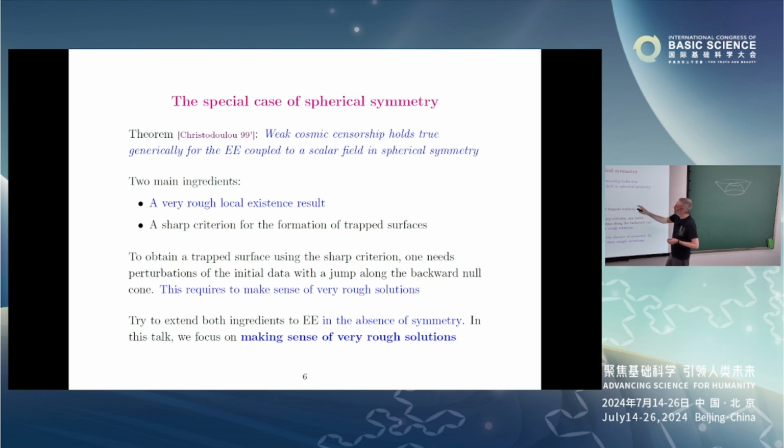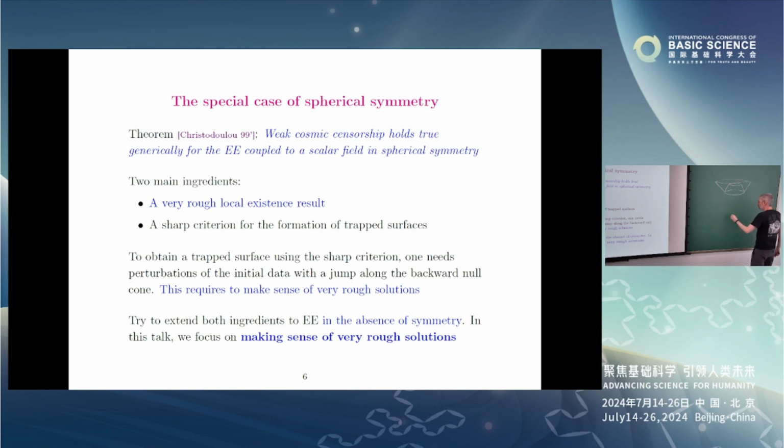So here you can see that this is not about the Einstein vacuum equations, simply because the Einstein equations in vacuum in spherical symmetry are non-dynamical. The only possible solutions in that case are the Schwarzschild solutions. So to reintroduce a dynamical degree of freedom, you need to couple the Einstein equations to a matter field. And here, Christodoulou chooses one of the simplest ones, and also very relevant, which is the coupling to a scalar field.